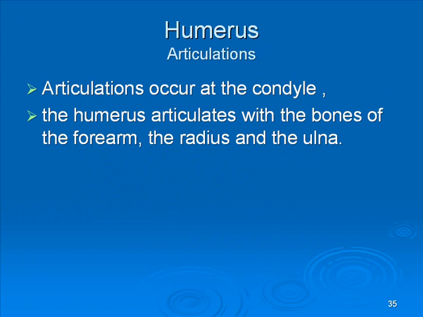Now again, points of articulation. Articulations occur at the condyles. The humerus articulates with bones of the forearm. Those two bones are the radius and the ulna. Now I'll show you some ways to be able to differentiate those two bones. Radius and the ulna. Now remember, the ulnar nerve runs medial posterior.